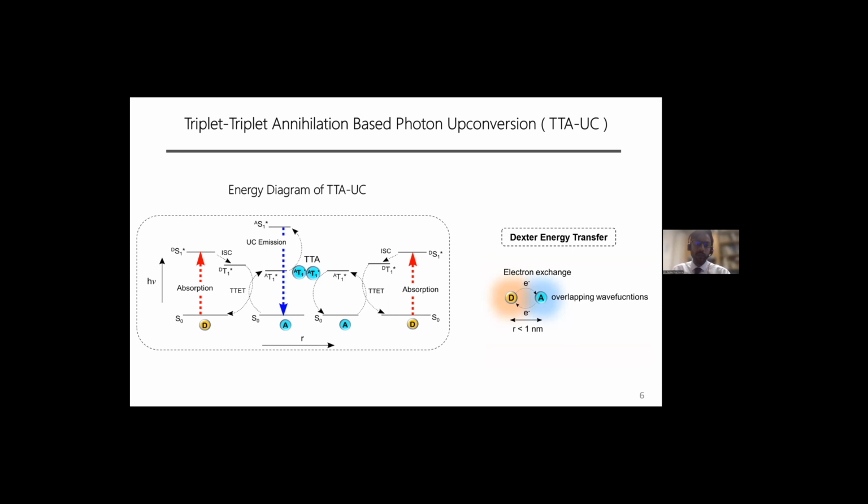But for TTUC to happen, the molecules should remain within a distance of less than 1 nanometer, because the energy transfer in TTUC occurs via an electron exchange mechanism. So the wave functions of the two molecules should overlap with each other for the perfect electron transfer. So the energy transfer in this system occurs via the Dexter energy transfer mechanism.